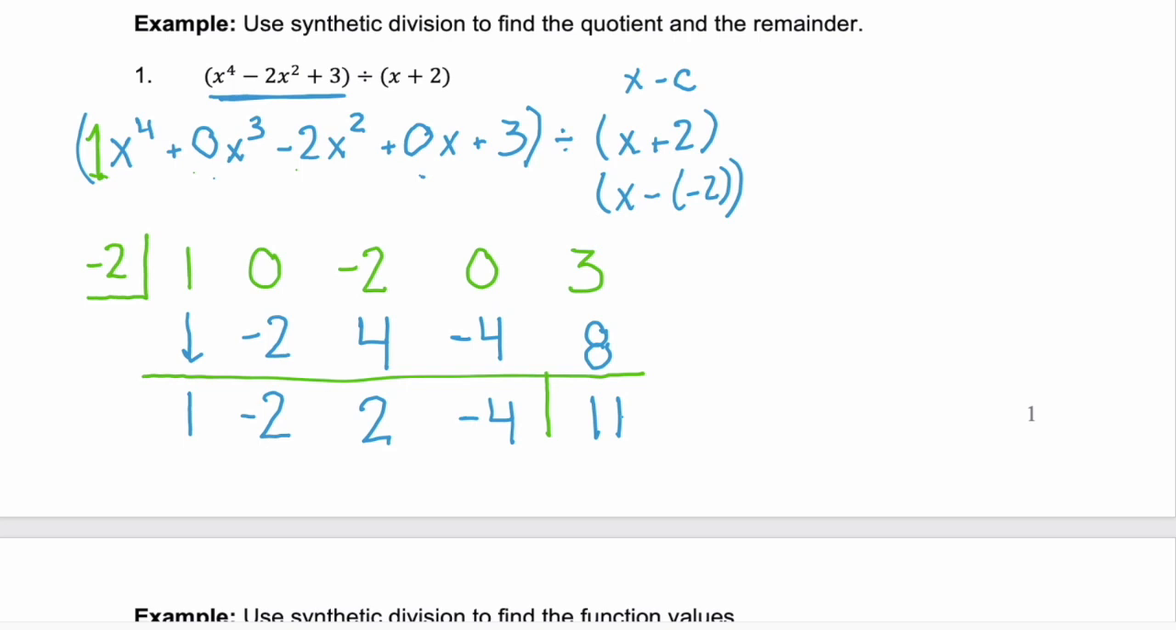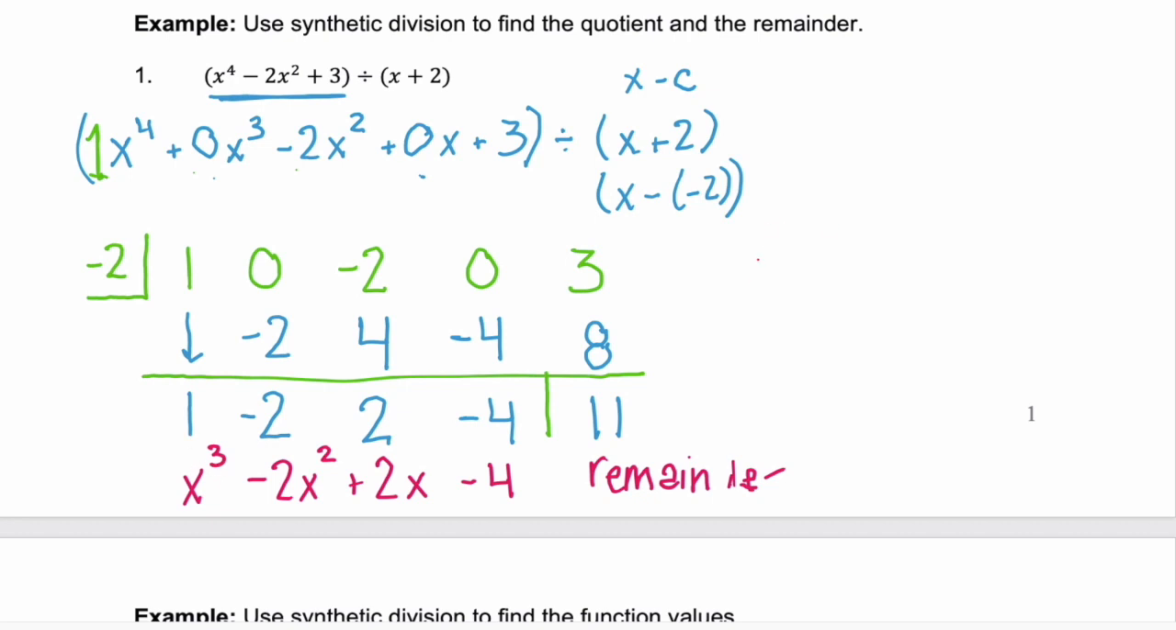Now, look at what this tells us. This tells us that we have a remainder of 11. And we have a constant term of -4. Our next term is a positive 2x. And the term before that is a negative 2x squared. And that first term is 1x cubed.